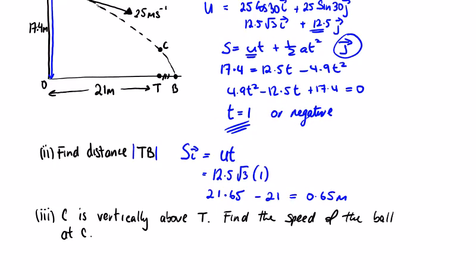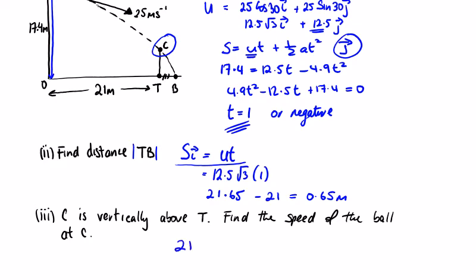Part 3, C is vertically above T, and we're asked to find the speed of the ball. Well, to get the speed of the ball, we're going to need to find the time first. So how far has it traveled? It has traveled 21 in the i direction at this point C. So if we use that information with this formula, we get the time taken to get there. So it's just going to be less than a second.